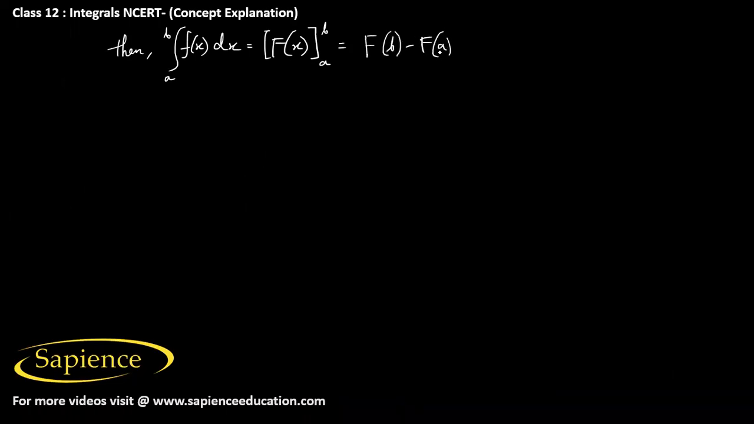then the integral from a to b of f of x dx will be equal to capital F of x evaluated from a to b. So that will be equal to F of b minus F of a. So this is the second fundamental theorem of the integral calculus.